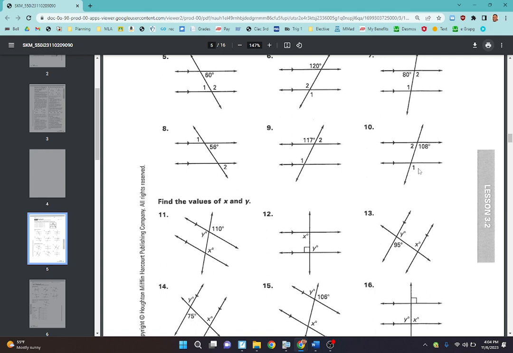Can I do 11? 1 is corresponding not to 2, but to 108. So 2 would be 72 in that case.